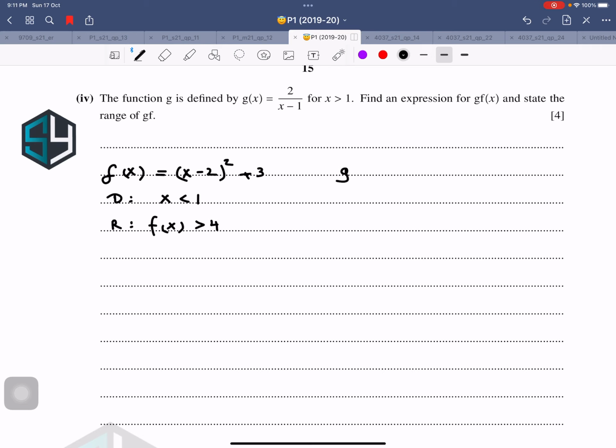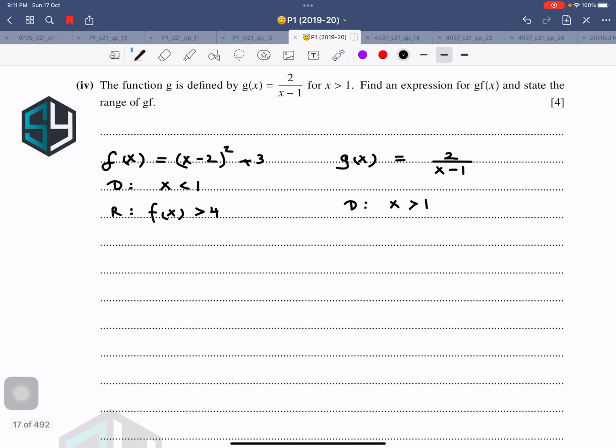Similarly, we have a function now, g(x), which is a reciprocal function. This is 2 over x minus 1. The domain of this function is x is greater than 1. Now, what else do we need? It says find an expression for g of f(x). That is not that big of a deal. And state the range of gf.